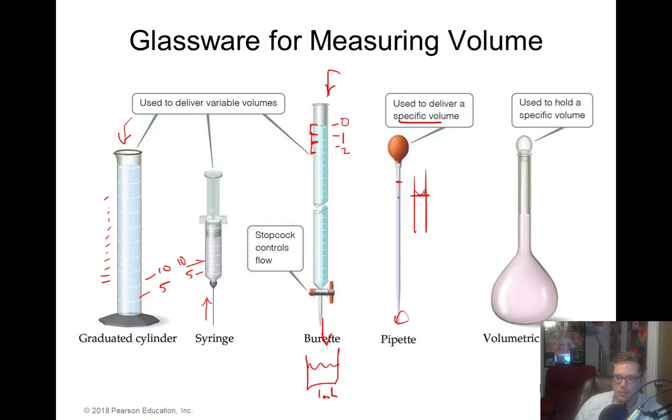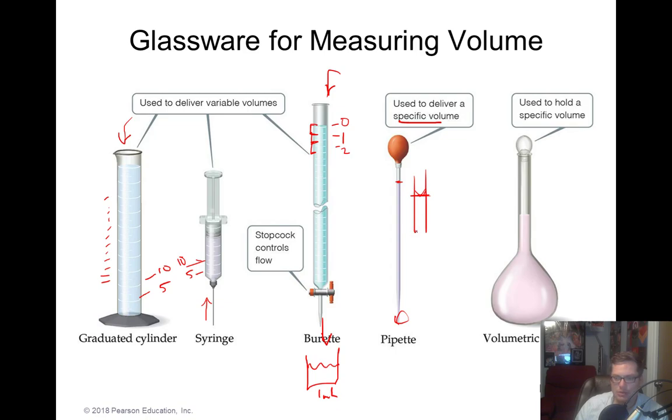Pipettes come in all sorts of shapes and sizes, mostly straight. This looks like a 1 milliliter pipette, so once you suck it up and it hits that line, you know you have exactly 1 milliliter. If you're below that line, you don't know how much you have, only that you have less than 1 milliliter. If you're above that line, you just know you have more than 1 milliliter. See how they're only really useful to measure a very specific amount.